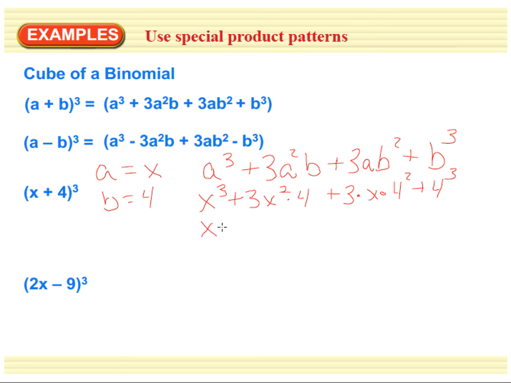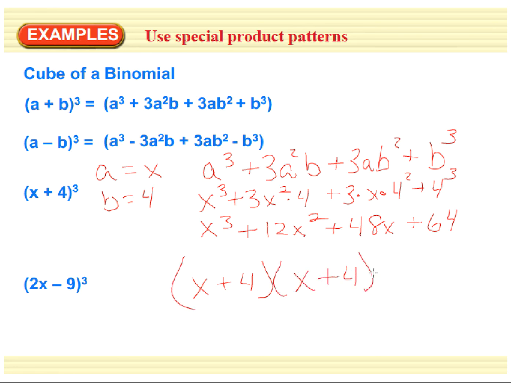So this becomes x cubed plus 12x squared. 4 squared is 16. 16 times 3 is 48, plus 48x. 4 cubed is 64. So if you didn't do that, what you'd have to do is this, and then just multiply out like we did on the previous problem. And we'd end up right back here. This is just a little pattern we can follow.